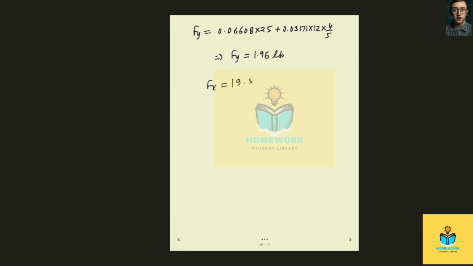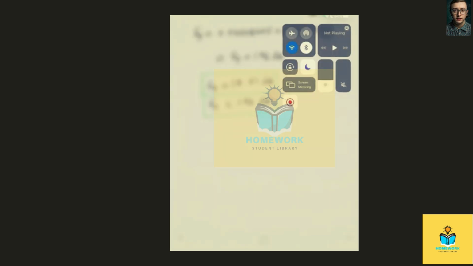So we get Fx equals 19.51 pound and Fy equals 1.96 pound. So this is the answer for the question. These are the two answers: the necessary forces in x and y direction.